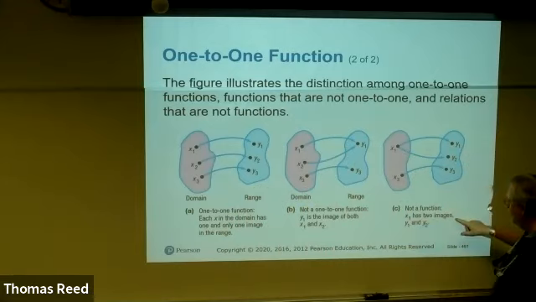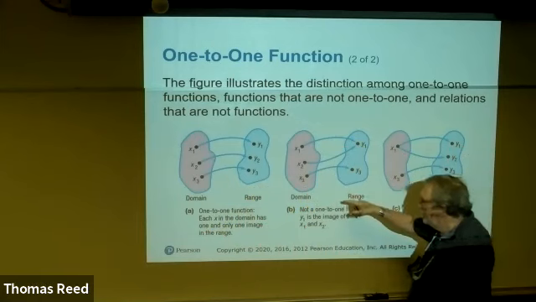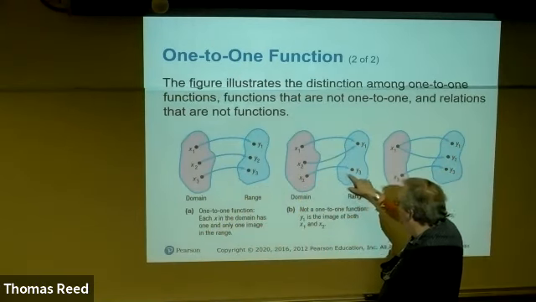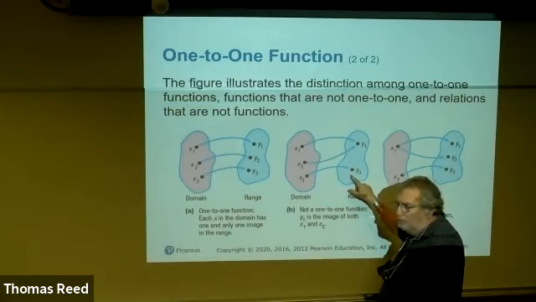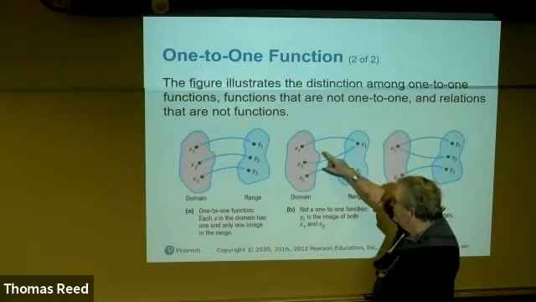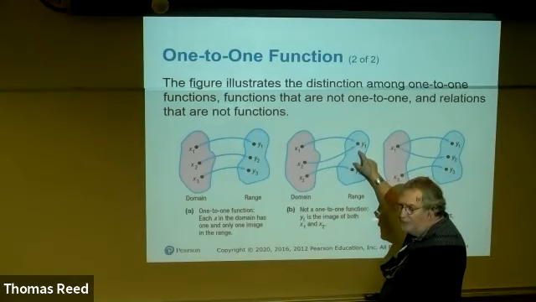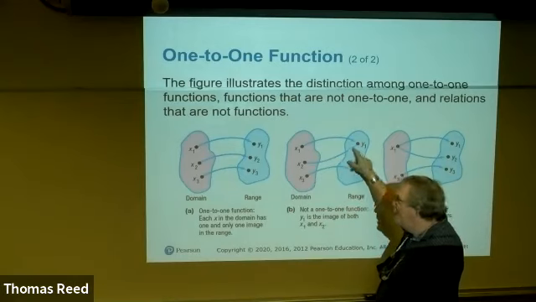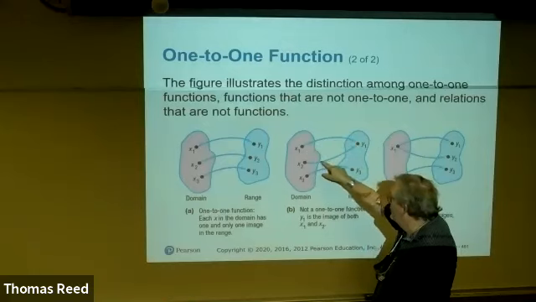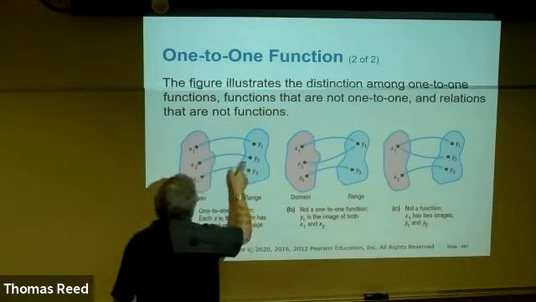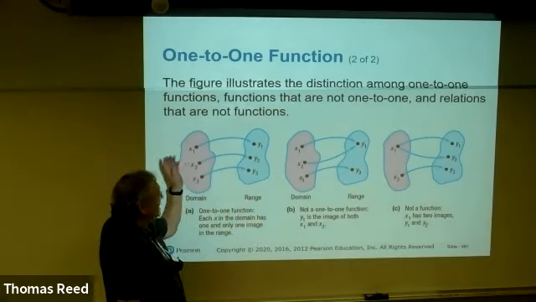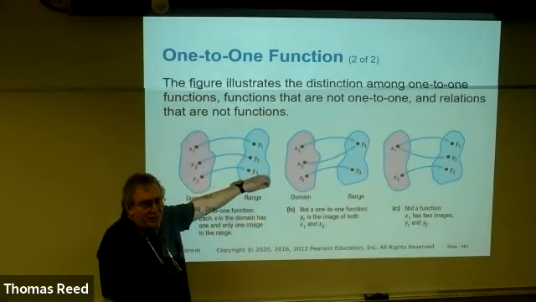x of 1 has two images in y, where for it to be a function, each x value can only have one image in y. x values can share an image, but each x value only goes to a single y value. And over here, each x value goes to a single y value, and it's the only x value that goes to that y value.